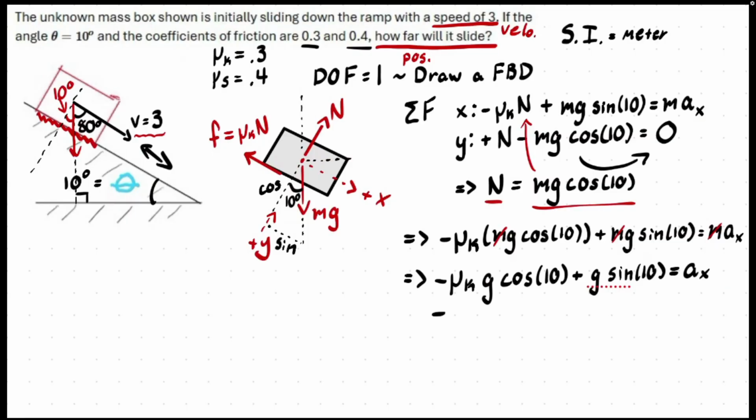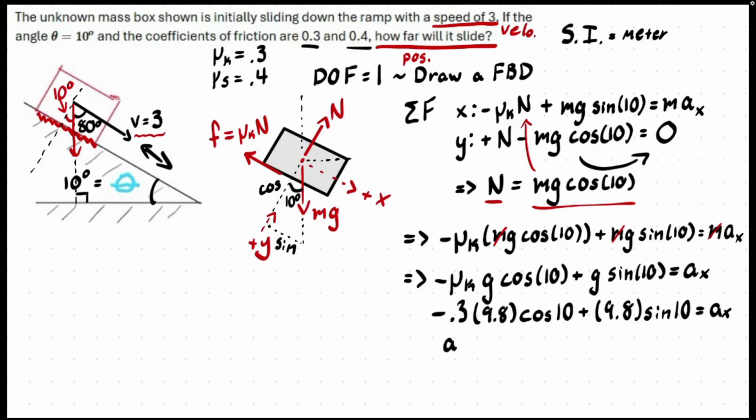So our mu k is 0.3, so negative 0.3, times gravity, which in SI units is 9.8, cosine of 10, plus g, 9.8, right? SI units, sine of 10, equals ax. And now what you can do here is just plug all these numbers into a calculator and get a value for ax.